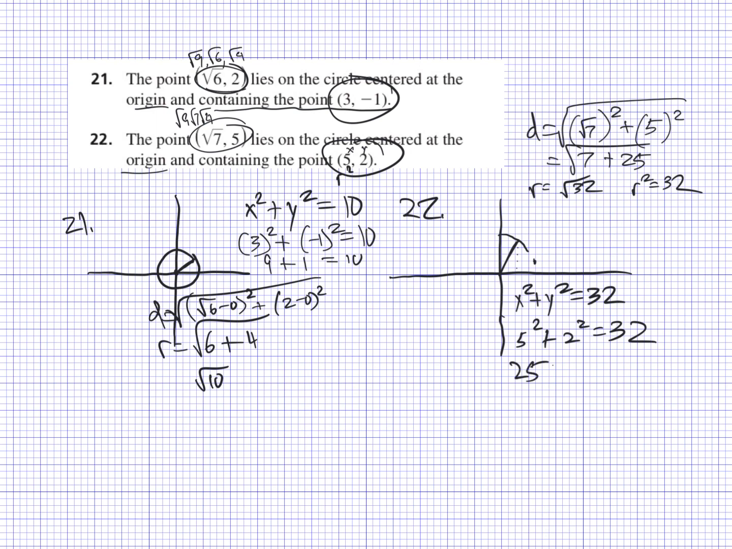So that's 25 plus 4 equals... no, it doesn't. Equals 29. So no, it's not on the circle. Now I don't like them using the word containing, because that makes it feel like it's inside of it. That point would definitely be inside the circle, but it's not on the circle. That's what they're saying. The first one is, the second one is not.